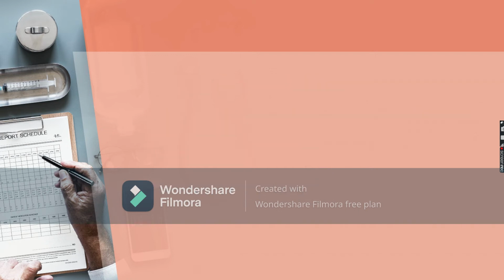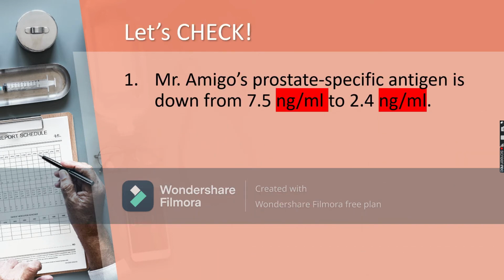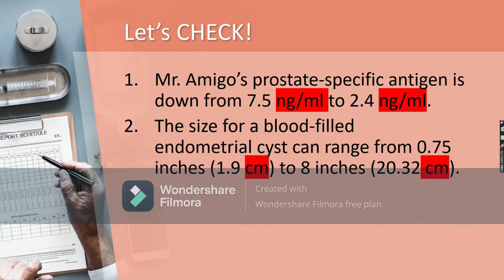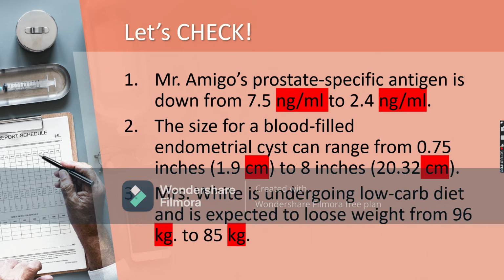Are you ready to check it? Let's do it. Check number 1. For nanogram per milliliter, instead of writing the whole word, it should be ng/ml. For number 2, centimeters can just be written as cm. And for number 3, kilograms can simply be kg. And if you were able to do all of this correctly, then definitely it's a good job.